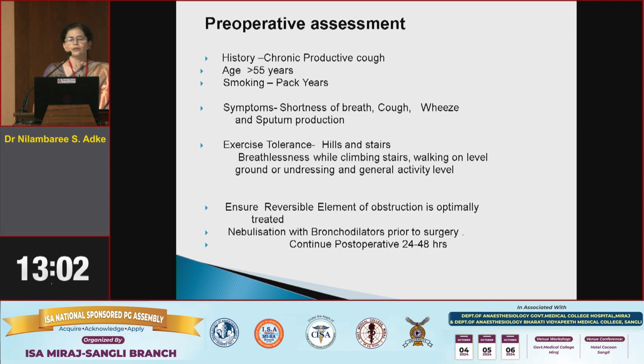Then we should estimate the exercise tolerance by history. So here we can ask the patient how breathless he is, how many stairs he can climb, how breathless he is walking on level ground or while undressing, with general activity levels. Here we should treat the reversible obstructive component with bronchodilators, and if needed, nebulization with bronchodilators prior to surgery should be continued.